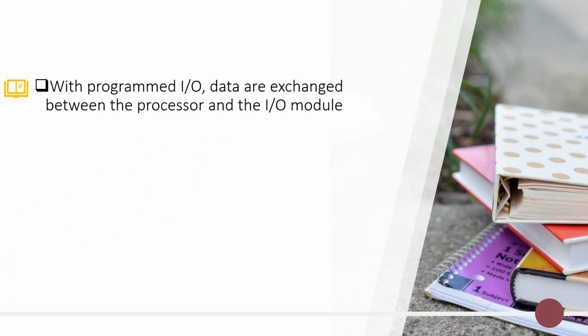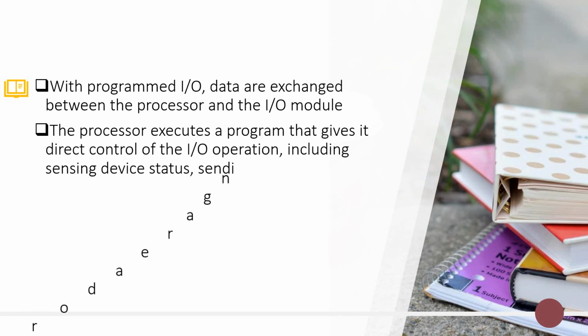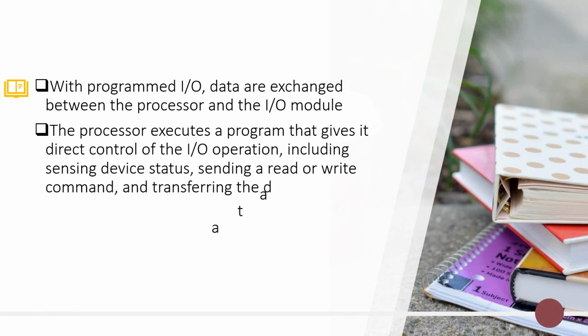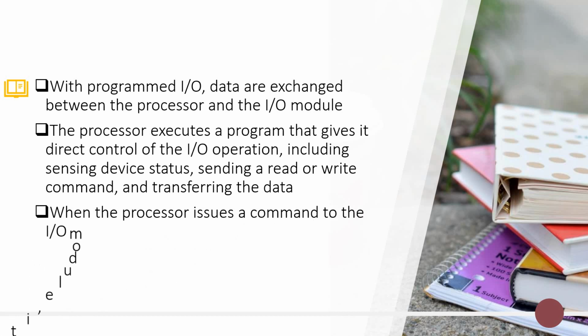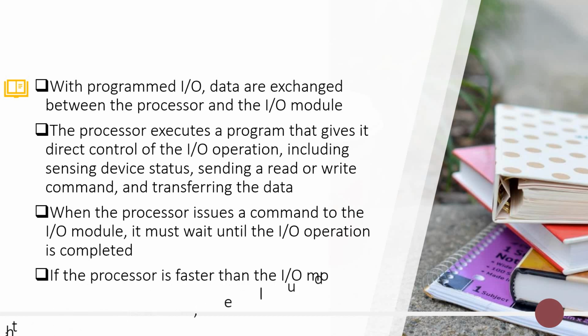With programmed I/O, data are exchanged between the processor and the I/O module. The processor executes a program that gives it direct control of the I/O operation, including sensing device status, sending a read or write command, and transferring the data. When the processor issues a command to the I/O module, it must wait until the I/O operation is completed. If the processor is faster than the I/O module, this is wasteful of processor time.